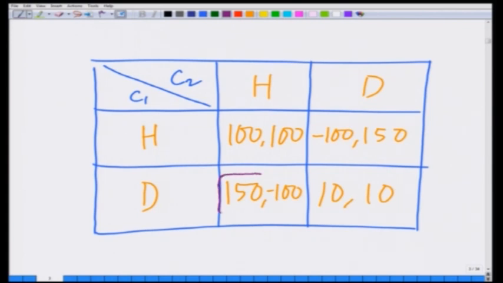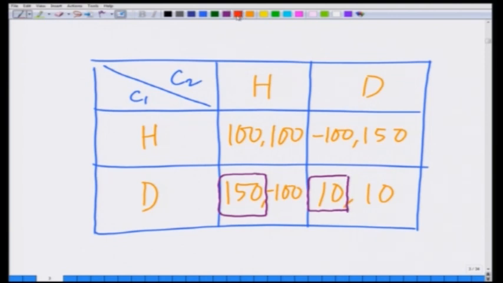So, C1 chooses to go with defense. Similarly, if C2 chooses defense, then choosing health gives C1 -100, while choosing defense gives it a payoff of 10. Therefore, C1 again chooses to go with defense.